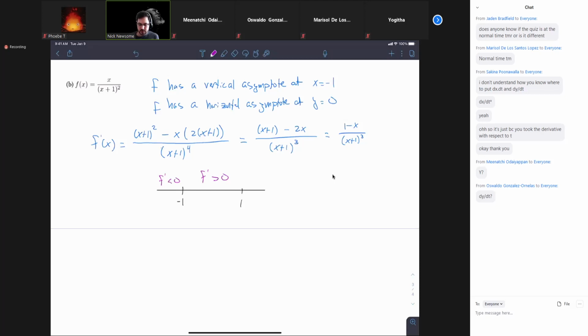And then if I pick something very positive, I'm going to have positive in the denominator, negative in the numerator. So f prime is going to be negative. So this tells me information.